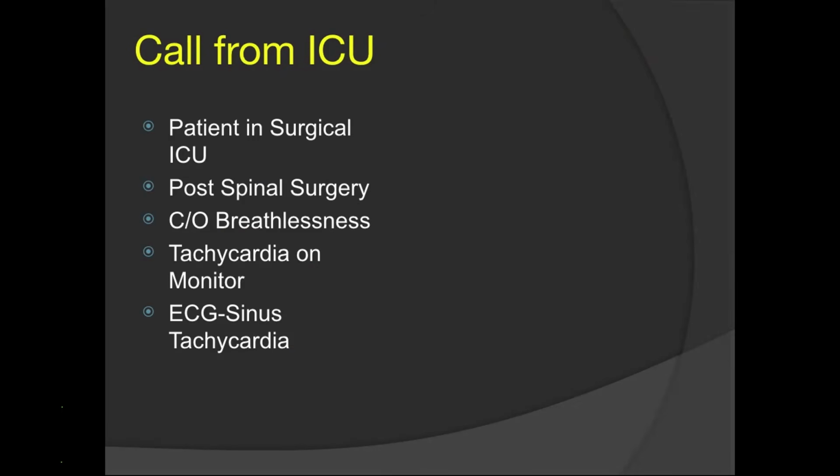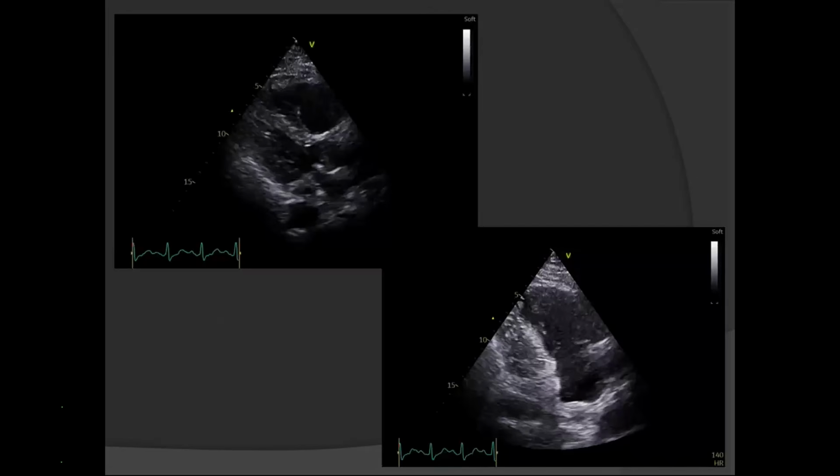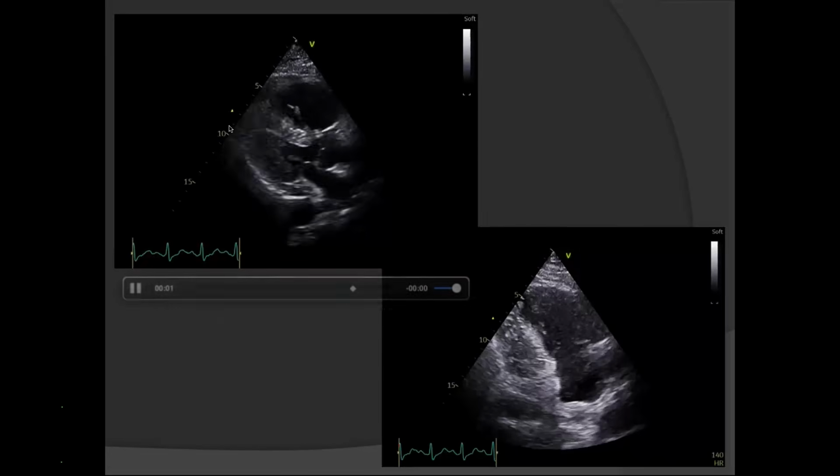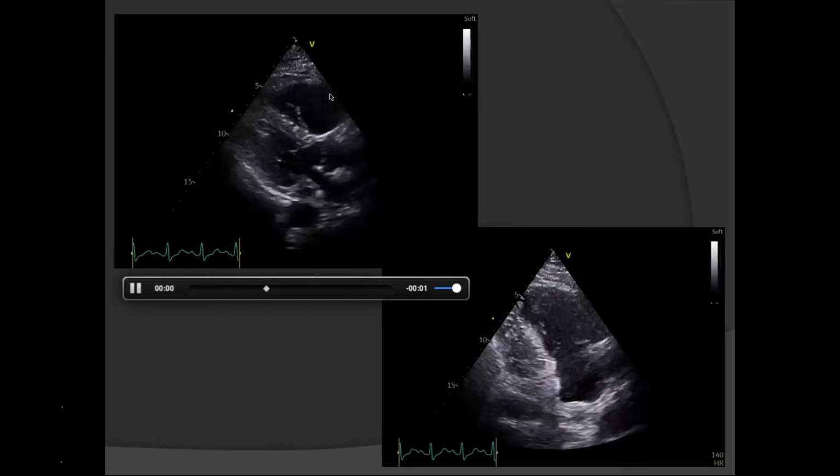Call from ICU came. Patient was recovering well from a spinal surgery, was ready for discharge, but has developed breathlessness, and they cannot shift him to room because there is tachycardia on the monitor. ECG is showing sinus tachycardia, and our bedside echo machine went there. We did an echo. Again, parasternal view, first view giving us the clue. In all the images you have seen, parasternal view gives us the clue. RVOT dilated. LV appears normal.